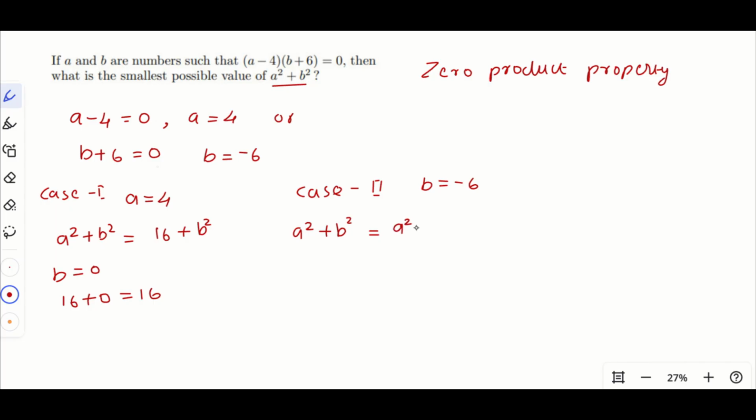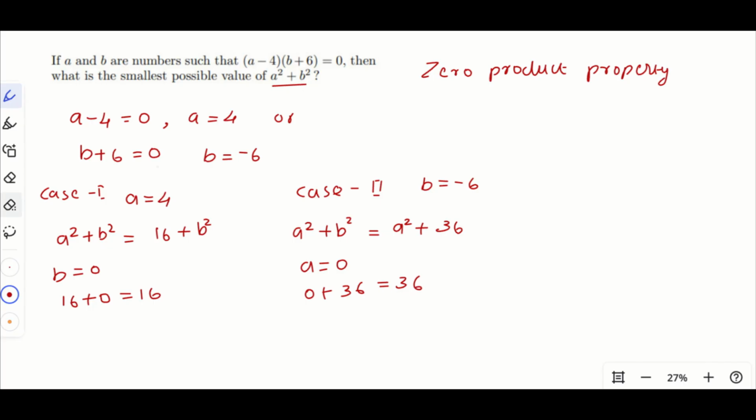a square plus what is minus 6 square? That is 36. So we are keeping the a square here as it is, just like we kept the b square before, and we are substituting the value for b, that is minus 6 square, which will be 36. To minimize this, we have to choose a is equal to 0. So when a is equal to 0, the value is 0 plus 36, which is equal to 36.